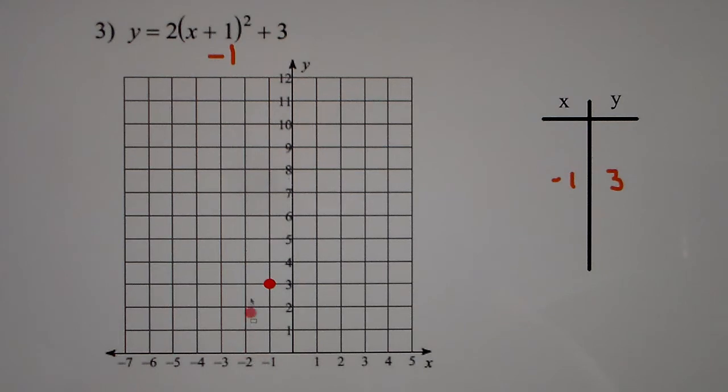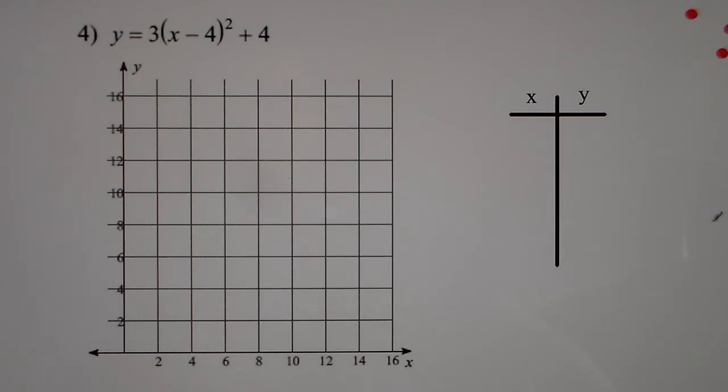Then on my graphing calculator, I see negative 2, 5. So 2 to the left, 5 up. Then I also see negative 3, 11. So I go 3 to the left, 11 up. Then I also got 0, 5. So I go 0 left, right, 5 up. And then 1, 11. So 1 to the right, 11 up. We connect them up. And we got ourselves a parabola.